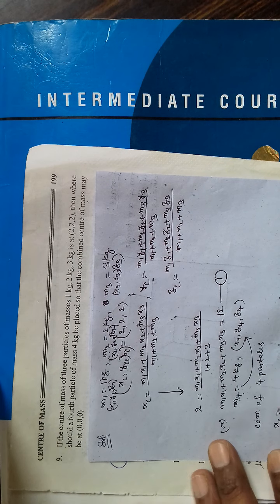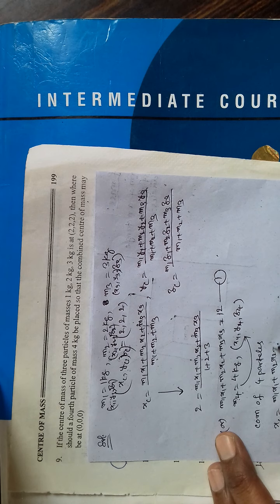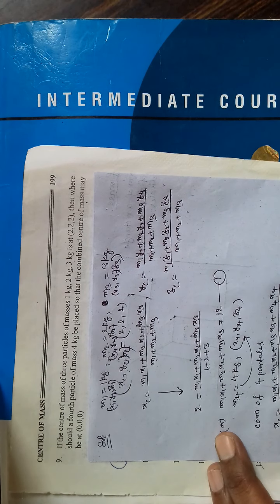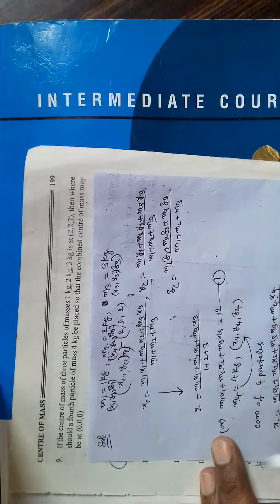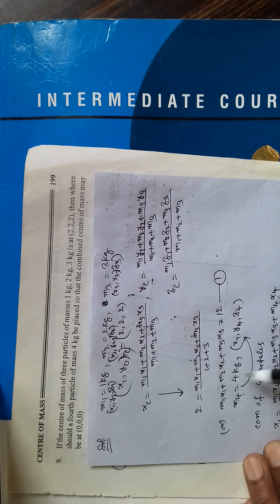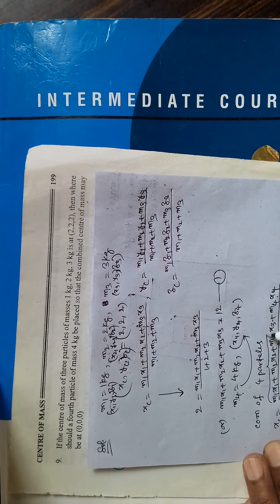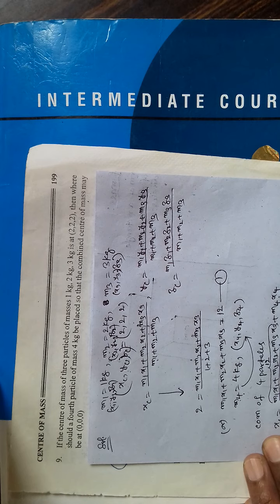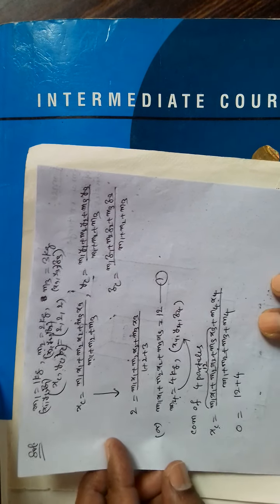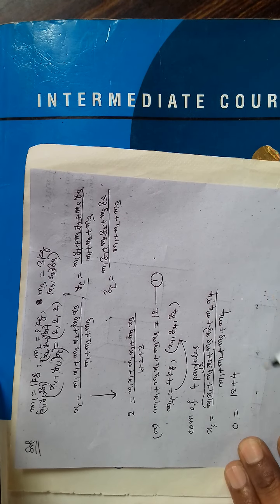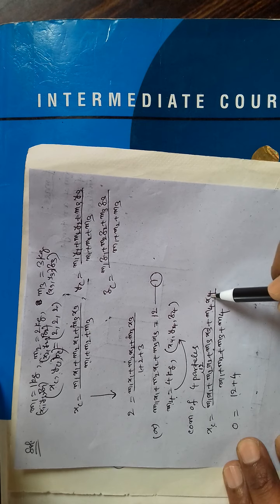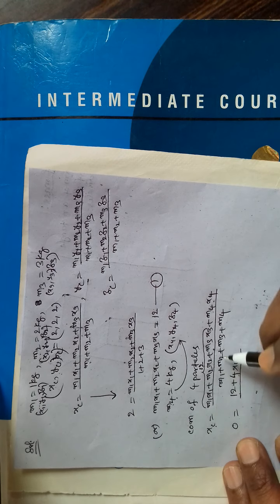See, first let us find the xc. xc is m1x1 plus m2x2 plus m3x3 plus m4x4 by m1 plus m2 plus m3 plus m4. xc, see, that is 0, and from here to here it is 12. So 12 plus m4 is 4 kg. This value is 12, therefore in place of this we substitute 12. Remaining is m4 4 kg, x4 by m1 plus 2 plus 3 plus 4.